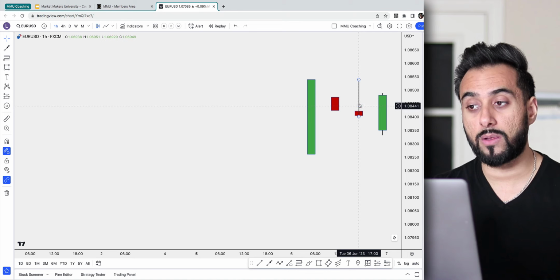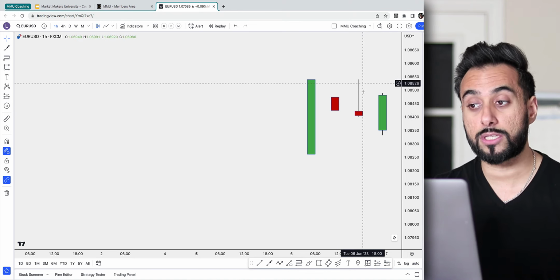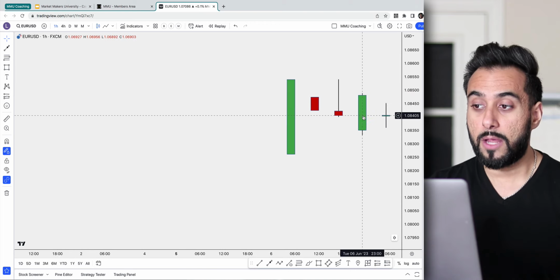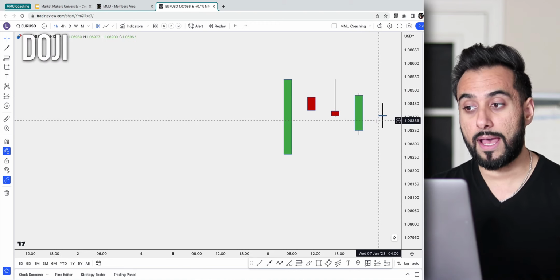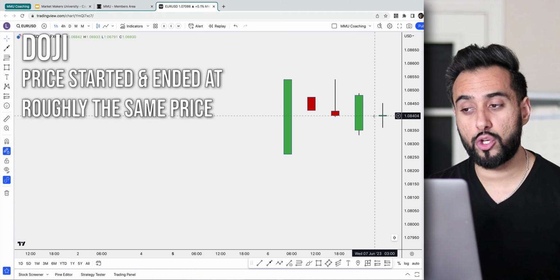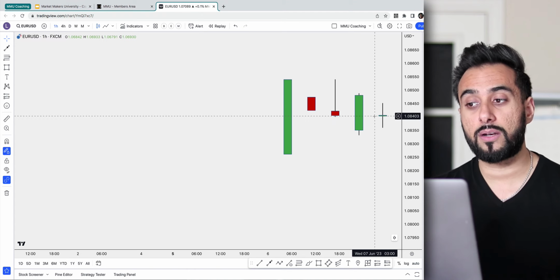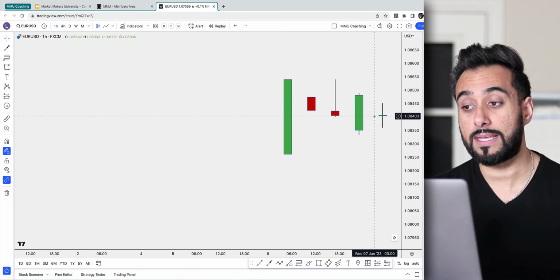In this case, we have a large wick and a small body. This shows a huge sign of reversal. And we can also have candles that have wicks on both sides, and then the body is super, super, super small. This would be considered a candle that is indecisive.